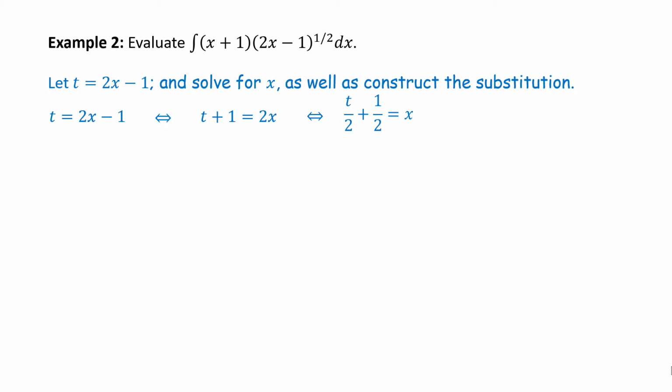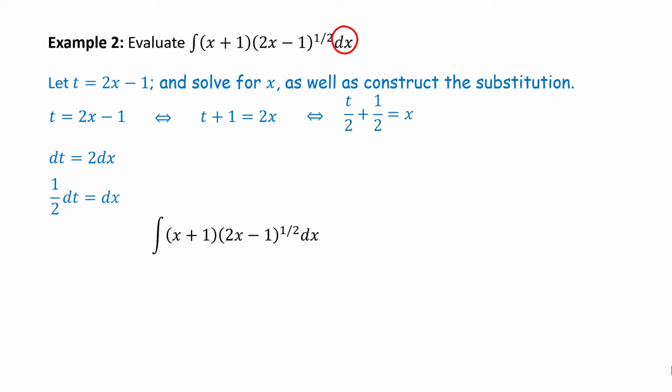Now we'll get ready to do the substitution. The derivative of t = 2x - 1: the derivative of t is dt, and the derivative of 2x - 1 is 2 dx. In the original problem, we have a dx. In the substitution, we have 2 times dx. Divide by 2 on both sides so that we can do a direct substitution. 1/2 dt equals dx.